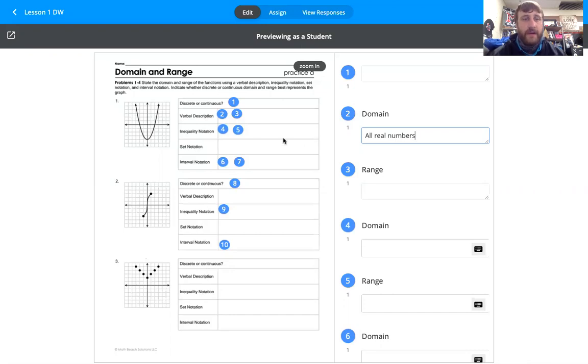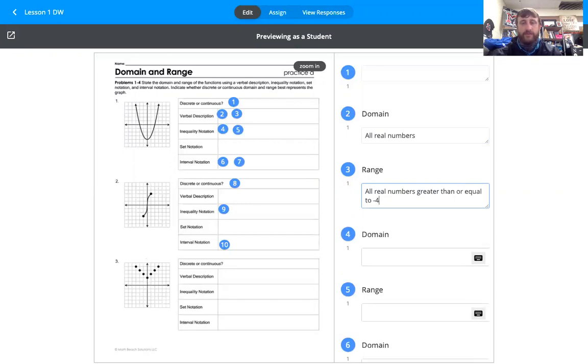Same idea with the range. Now I'm going from low point to high point. I noticed that my lowest point right here is -4 and that my arrows go in the up direction, so I know that's going to infinity. The way we're going to write that is: all real numbers greater than or equal to that number, which is -4. So what we're saying is that the y's can be everything from -4 to positive infinity.